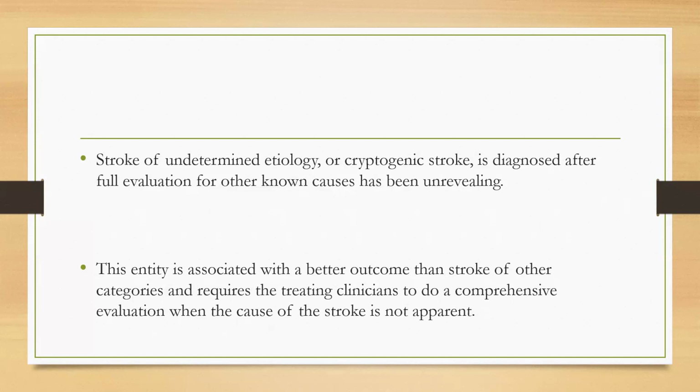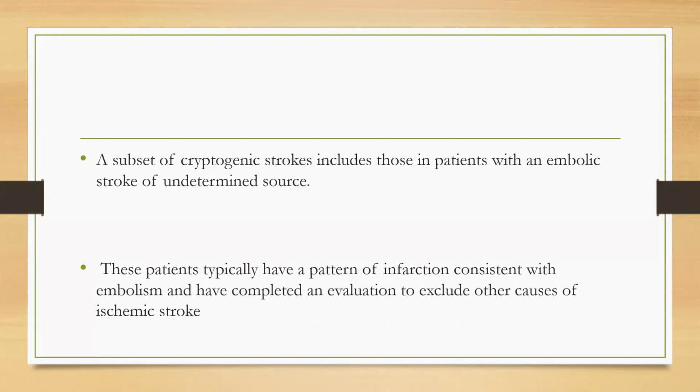Stroke of undetermined etiology, or cryptogenic stroke, is diagnosed after full evaluation for other known causes has been unrevealing. This entity is associated with better outcome than stroke of other categories and requires the treating clinician to do a comprehensive evaluation when the cause of stroke is not apparent. The subset of cryptogenic stroke includes those in patients with embolic stroke of undetermined source.